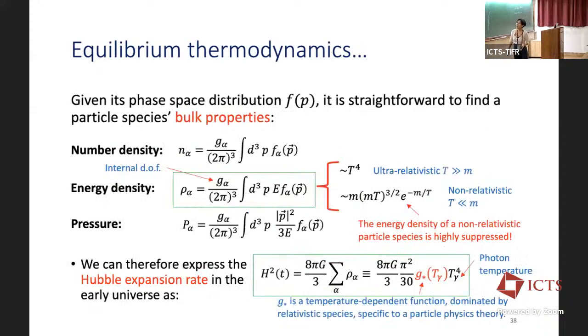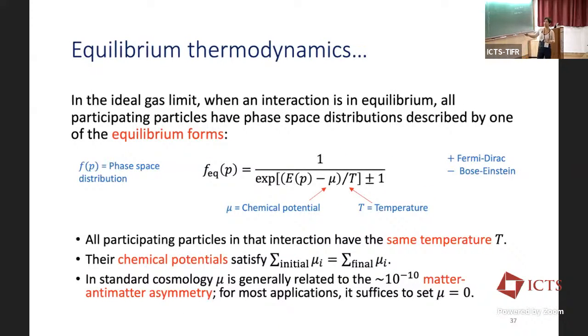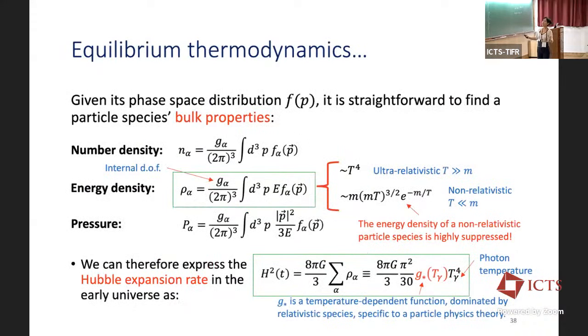Now, having specified a phase space distribution like this and setting mu to 0 for simplicity, what I can do next is to determine the particle bulk properties, things like the number density, energy density, and the pressure. Essentially, you can figure out these things by integrating the distribution function in momentum. We don't really need to worry about number density or the pressure for what I'm going to talk about next, so just focus on this energy density. Here you have an integral over momentum, and you have the distribution f, weighted by E, which is the energy per particle of momentum p.